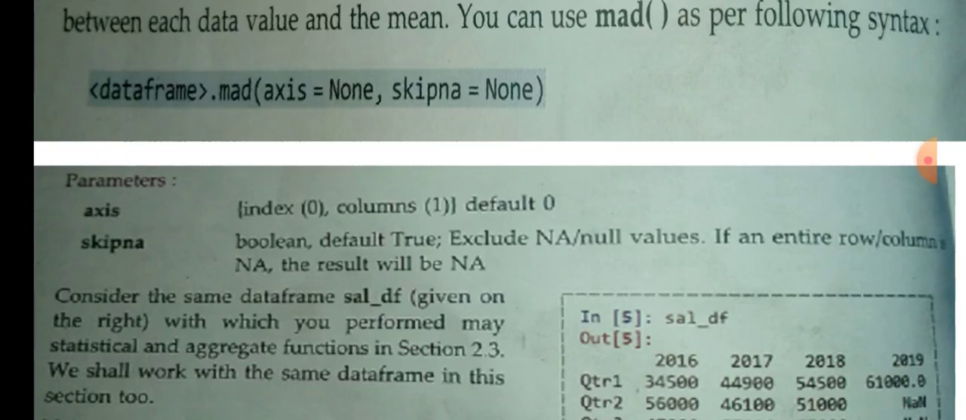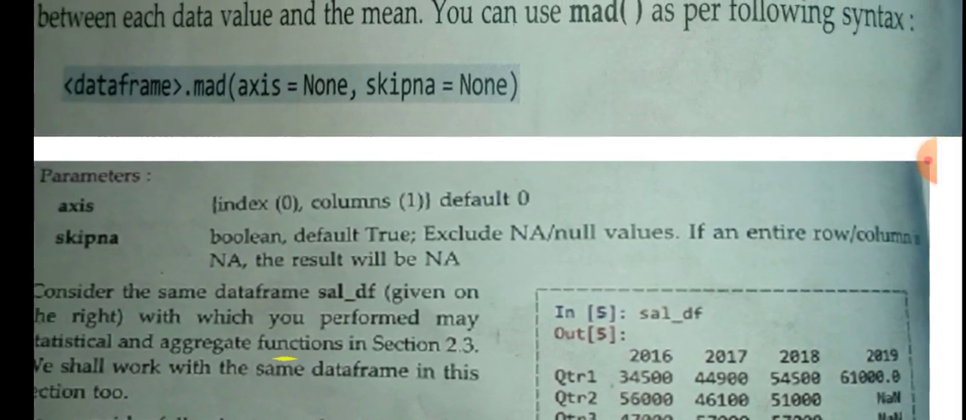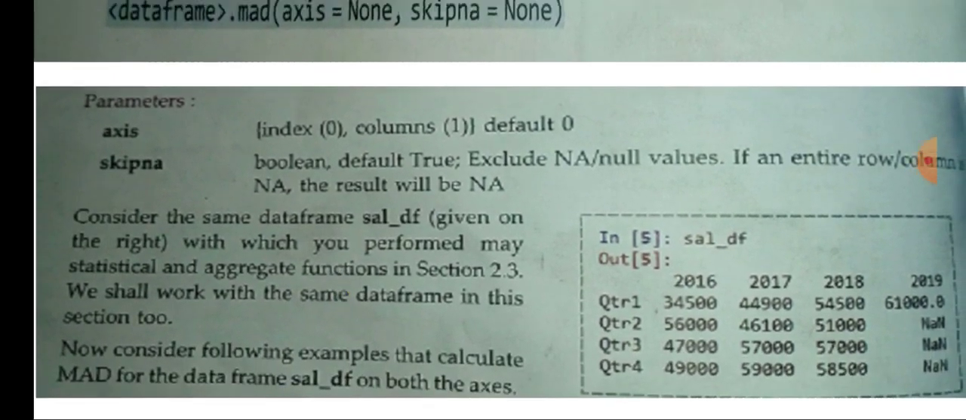Axis is equal to none, by default it is 0, skipna is equal to none. So axis index is 0, column 1, default is 0, skipna boolean default true, exclude any null values. If an entire row or column is NA, the result will be NA. Okay, so let us take an example first.